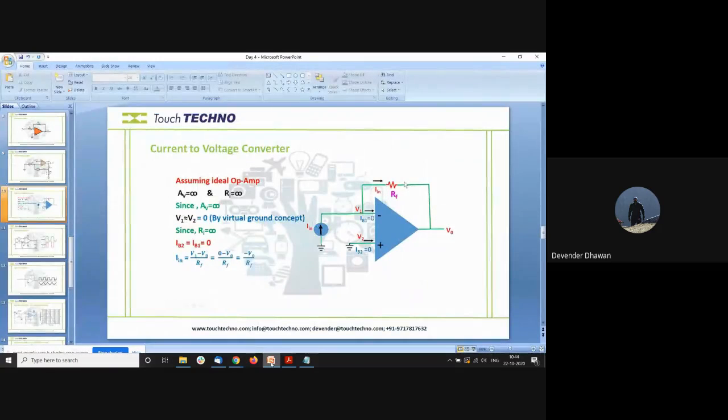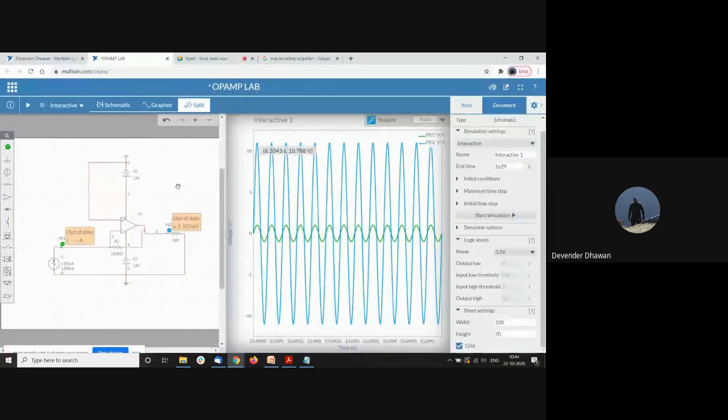In this case, I in will be equal to minus of V naught upon R, only the single resistance that we are using here. So our output is I in into RF. Again, it is like Ohm's law only. Let me just run it.